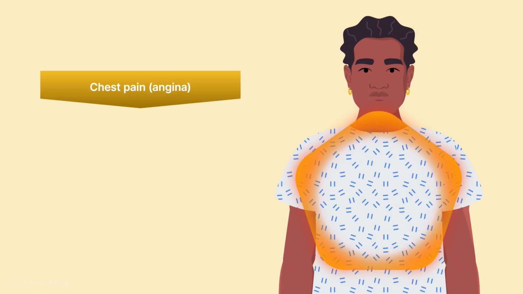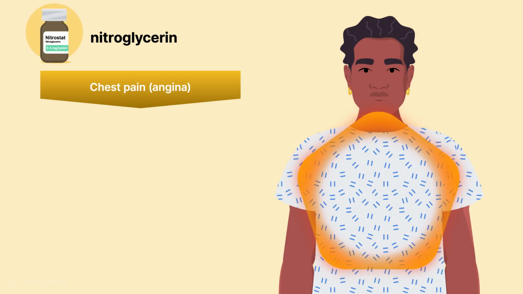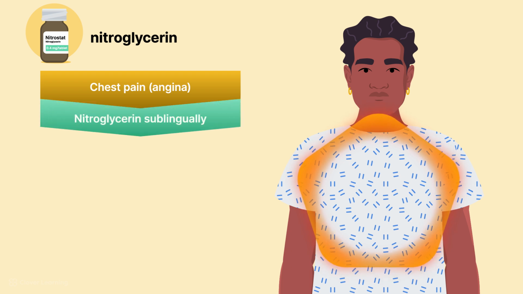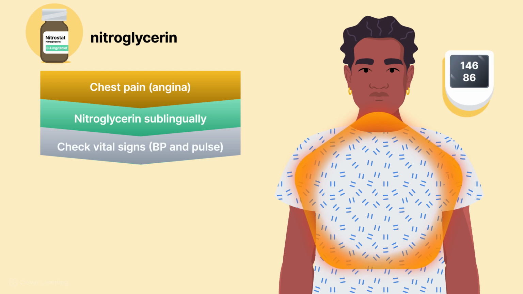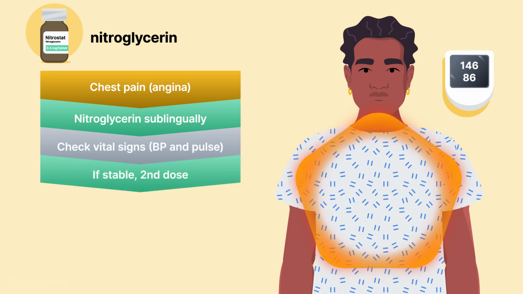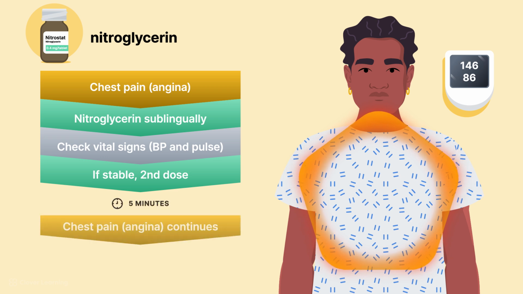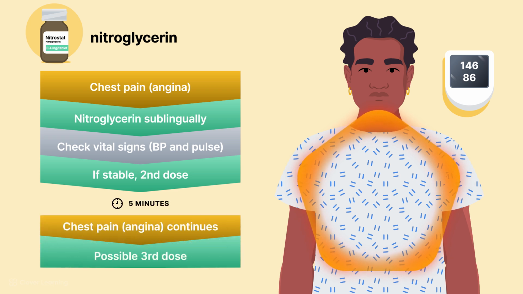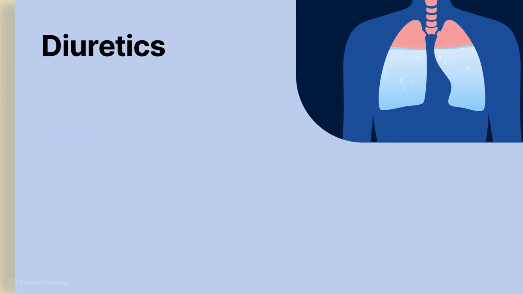If a patient is experiencing angina and nitroglycerin is ordered, administer one nitroglycerin sublingually. If angina continues after 5 minutes, check vital signs, especially blood pressure and pulse, and if the vital signs are stable, give a second dose. If after 5 minutes angina continues, a third dose may be administered. The patient would then need to be evaluated further depending on their code status.